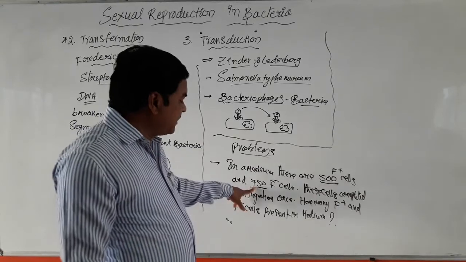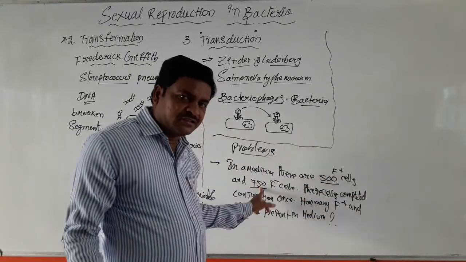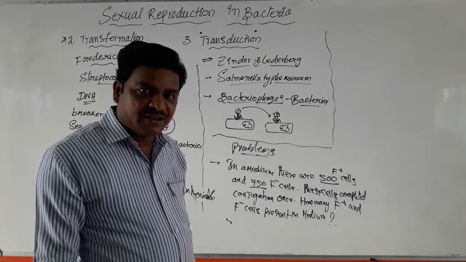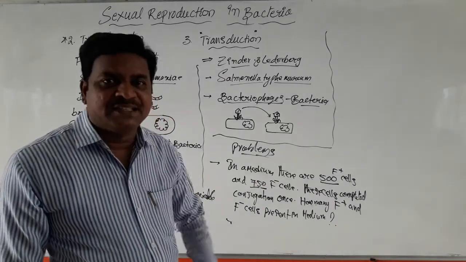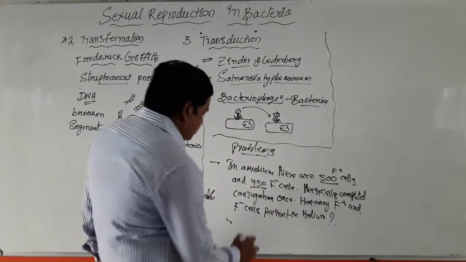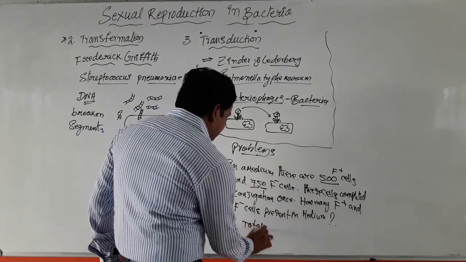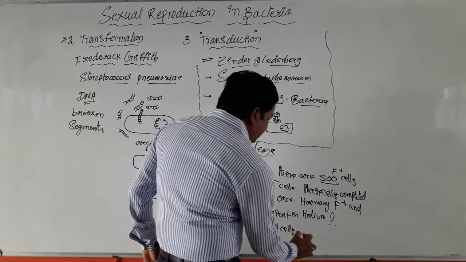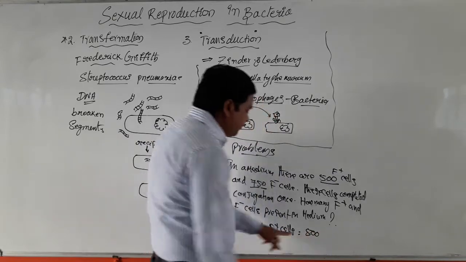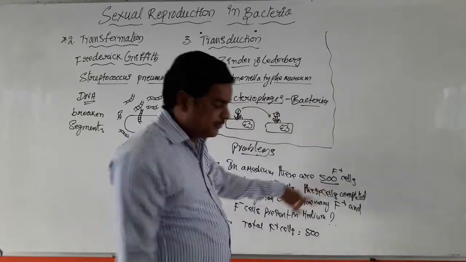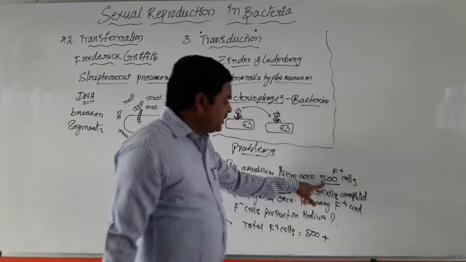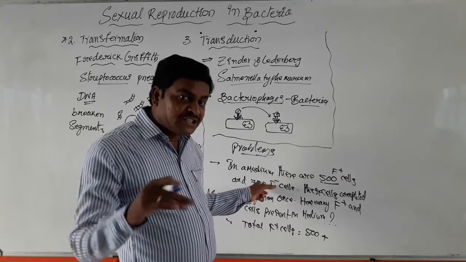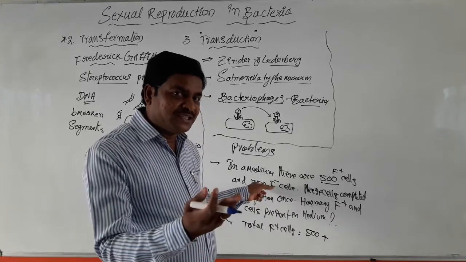Okay, 500 plus cells conjugated with 500 minus cells. Now these 500 minus cells, at the end of conjugation, are converted into plus cells. So total F plus cells: basically 500 F plus cells are present in the medium. Now these 500 plus cells conjugated with 500 minus cells, and these 500 minus cells are converted into plus cells.